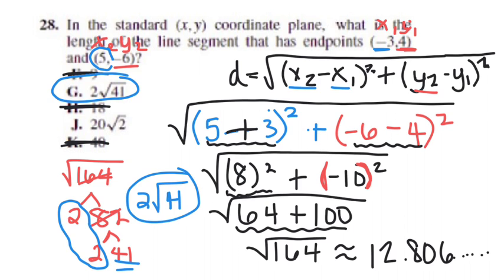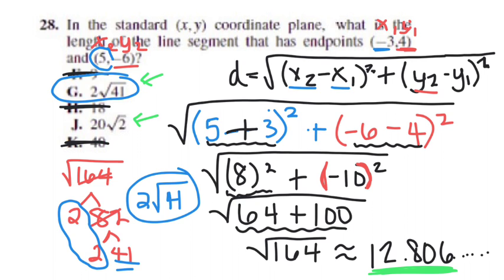Your other option would be, I knew what this decimal was over here, 12.806. On the ACT, you have the calculator the entire time. On the SAT, there's a calculator and a no calculator section. If this was the no calculator section, you would have to factor tree. But if it's the calculator section or the ACT, then you can just put these two in the calculator and compare the decimals.